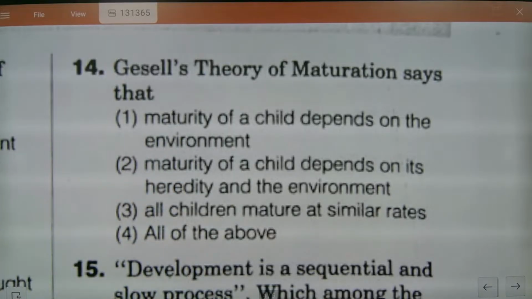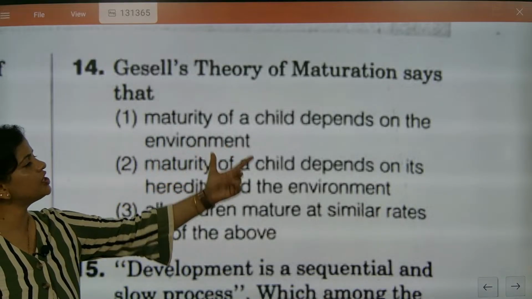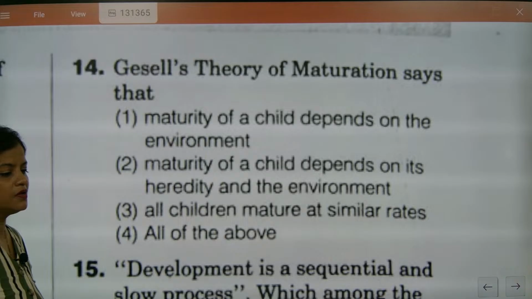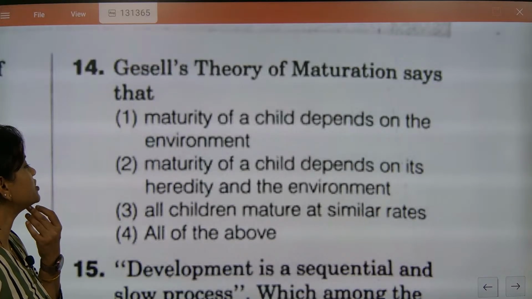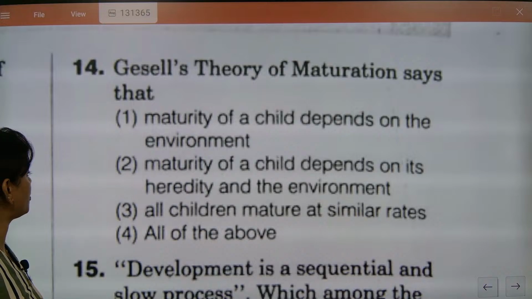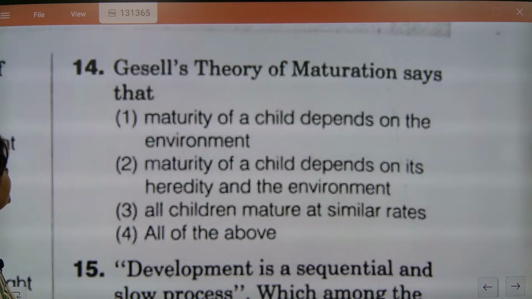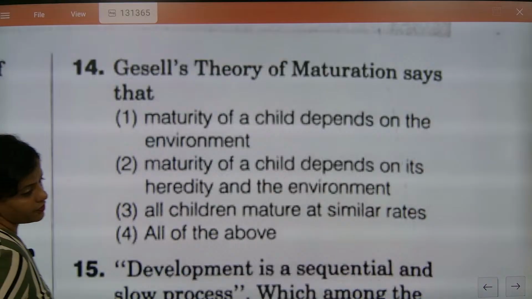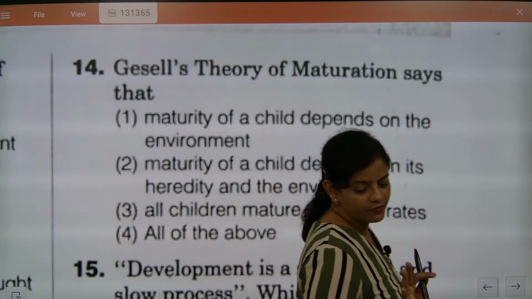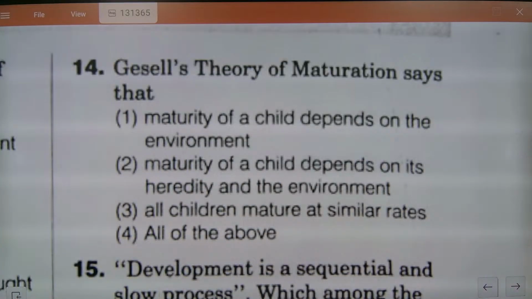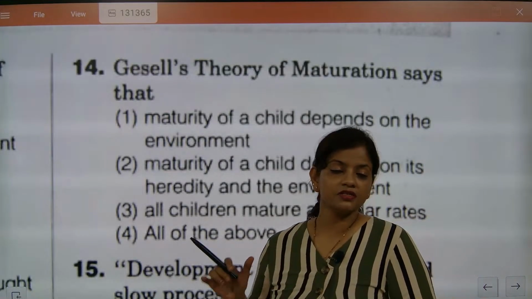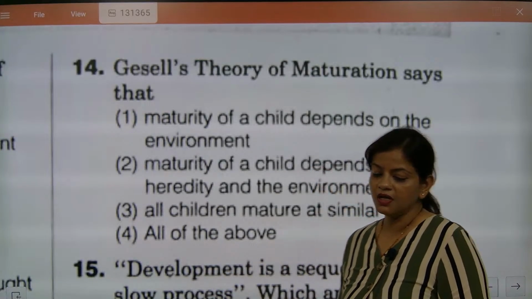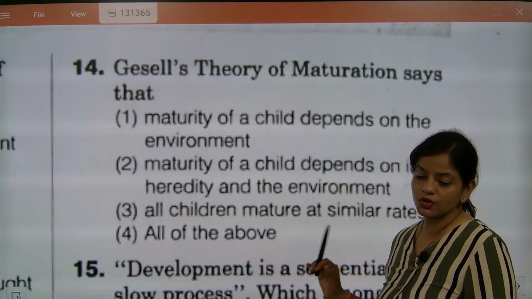Guess's theory of maturation says that maturity of a child depends upon environment. This is the first part. Second part, maturity of a child depends upon heredity or the environment. Third, heredity and the environment. All children mature at a similar rate. Fourth is all the above. This question is very, very important. Most of the time, the students make mistakes. The teachers, at the time of writing the CTET examination, search for all the above. That is not the correct answer.